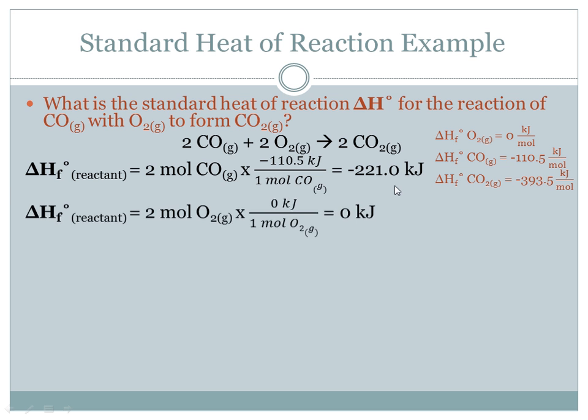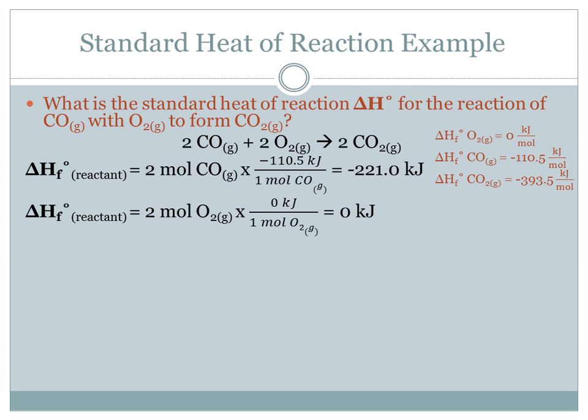Now what about the formation of oxygen? We have 2 moles of oxygen, but the delta H of formation of oxygen is 0. Why? Because oxygen found in nature is just oxygen. It's a free element. It's in its natural state, so it has a delta H of formation of 0. So that was pretty easy.